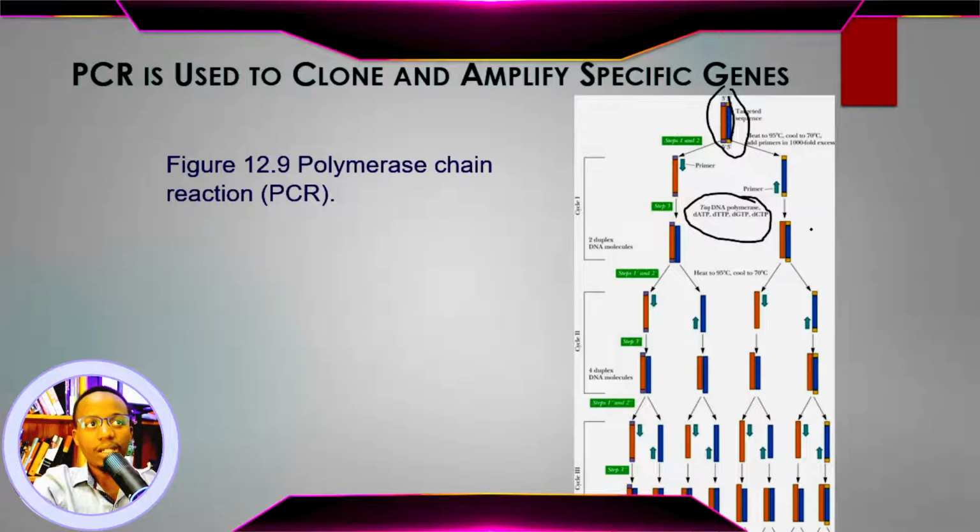You bring up the temperature, the strands separate, you bring down the temperature, they use the nucleotides to make another copy, and then you bring up the temperature again, they separate, you bring down the temperature, they get together, and over and over again, and you make a lot of copies.